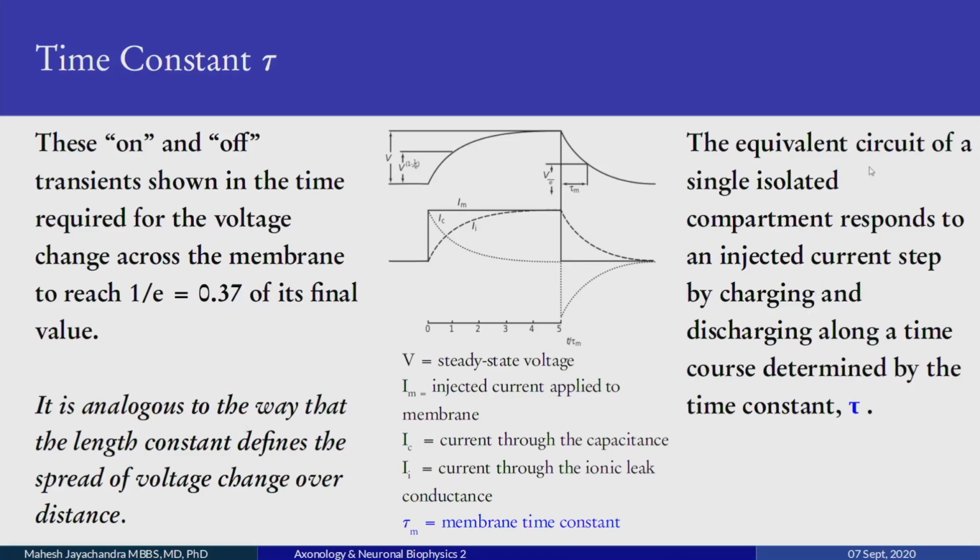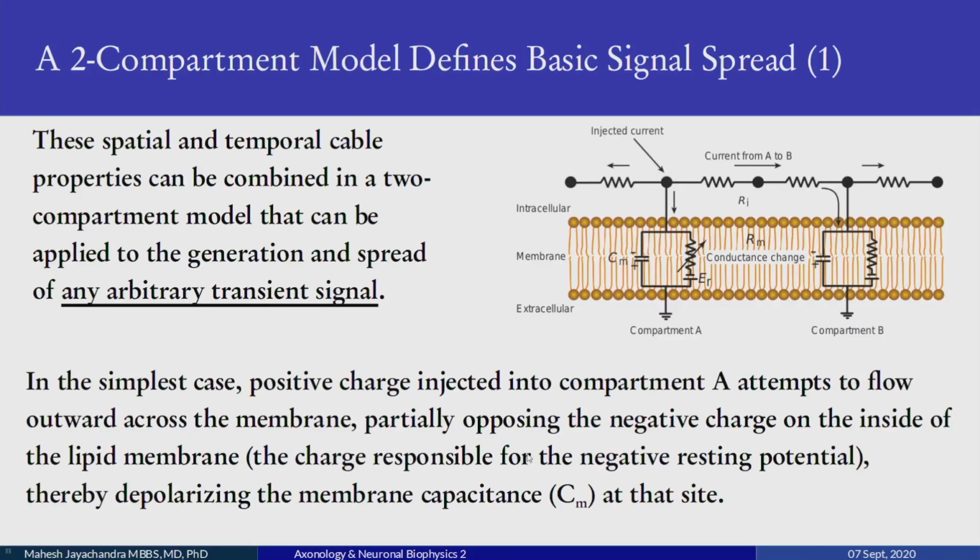Okay. So the equivalent circuit of a single isolated compartment responds to an injected step current by charging and discharging along a time course determined by the time constant tau. Okay. And for this figure, V is the steady state voltage, Im is the injected current applied to the membrane, just an electrical square pulse on top of the axon. I subscript C is the current through the capacitance, I subscript I is the current through the ionic leak conductance, and tau is the membrane time constant.